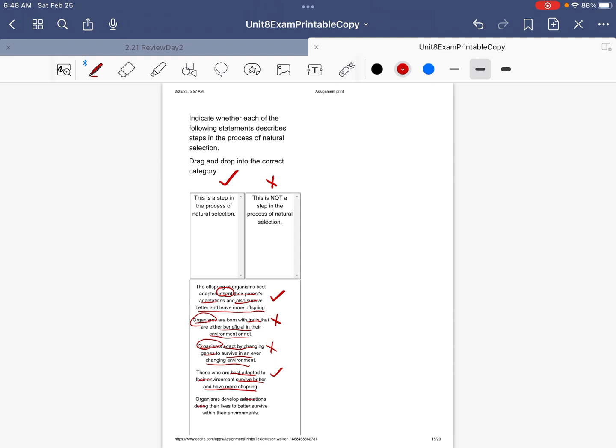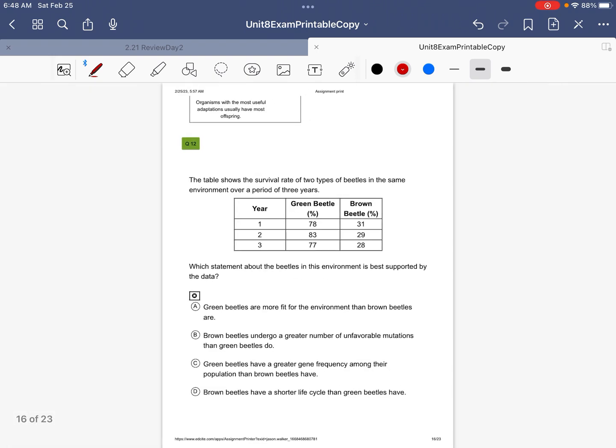Organisms developed adaptations during their lives to better survive within their environment. So again, adaptations happen, but they get passed down to the offspring. Organisms with the most useful adaptations usually have the most offspring. Yes, this one was tricky. You won't see anything like that on STAR.